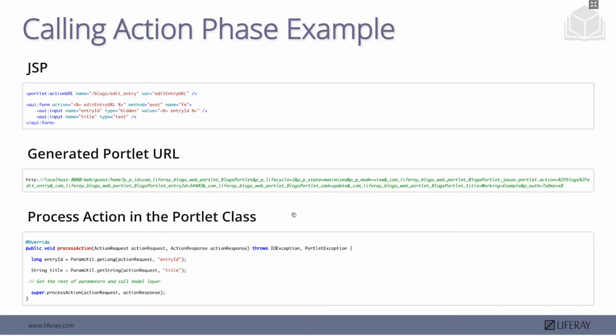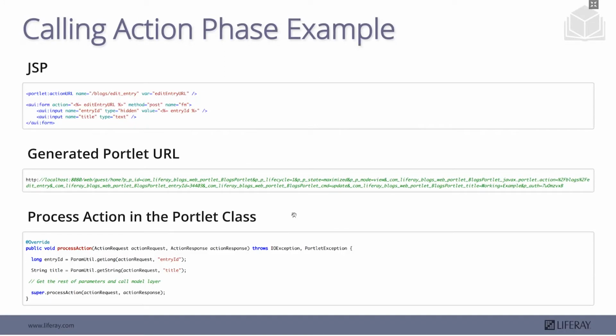Now within the process action method, it also uses an action request and an action response object. So what we're filling out within the fields are going to be stored within that action request object. Over in our Java class, we get the opportunity to grab those parameters that are set within the action request object. And just as we saw with the render URL, the action URL also generates very long URLs because many of the parameters that are being set are set in that URL.